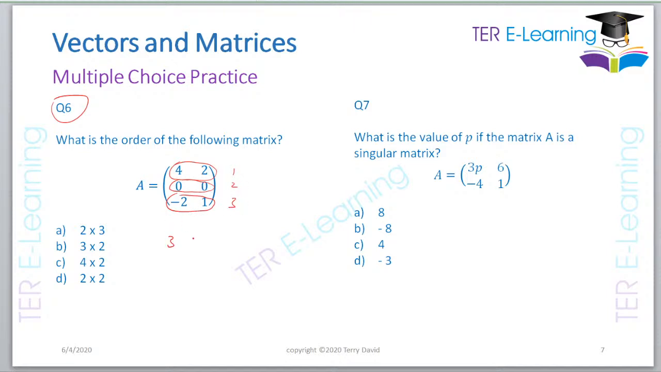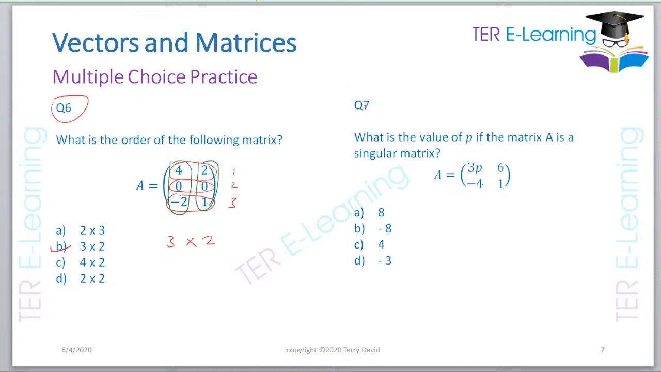So the order will start off like this. 3 multiplied by how many columns we have. So the columns are the vertical ones. So we have 1, 2. So we have 2 columns. So therefore the order of this matrix is a 3 by 2 matrix. So the answer is B. Right? So the answer is B. It's a 3 by 2 matrix.